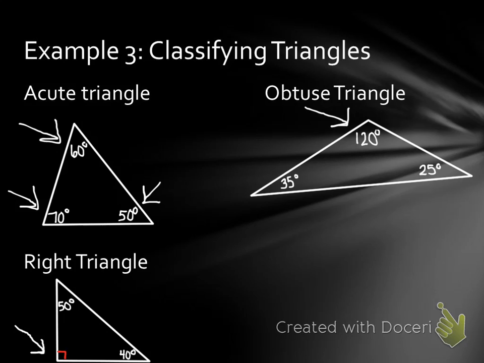Javon? So obtuse is... Yeah, it has an angle greater than 90, obtuse. And acute, they're all less than 90.